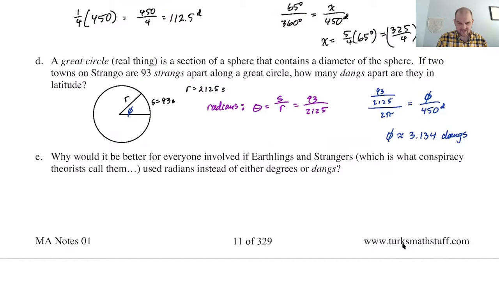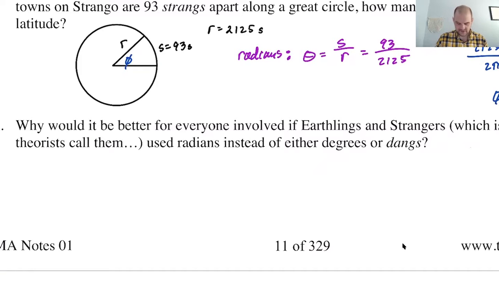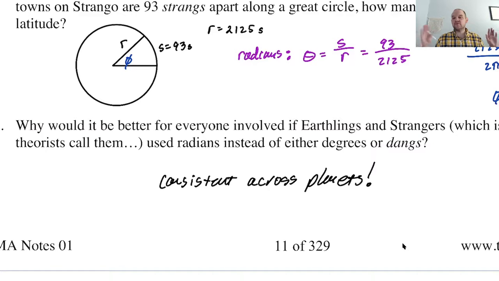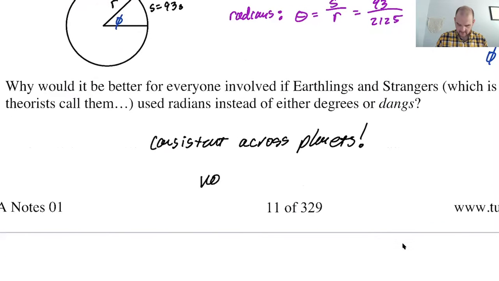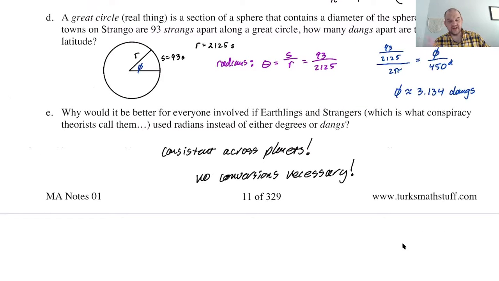So you do get the sense in doing this problem that it'd just be better if everybody used radians. If everyone had used radians, then everyone would show up using the same angle measures. They're consistent across planets, right? So no conversions necessary. Really, if the engineers from these two planets had gotten together, they'd probably have been using radians and they would have been really happy about it.